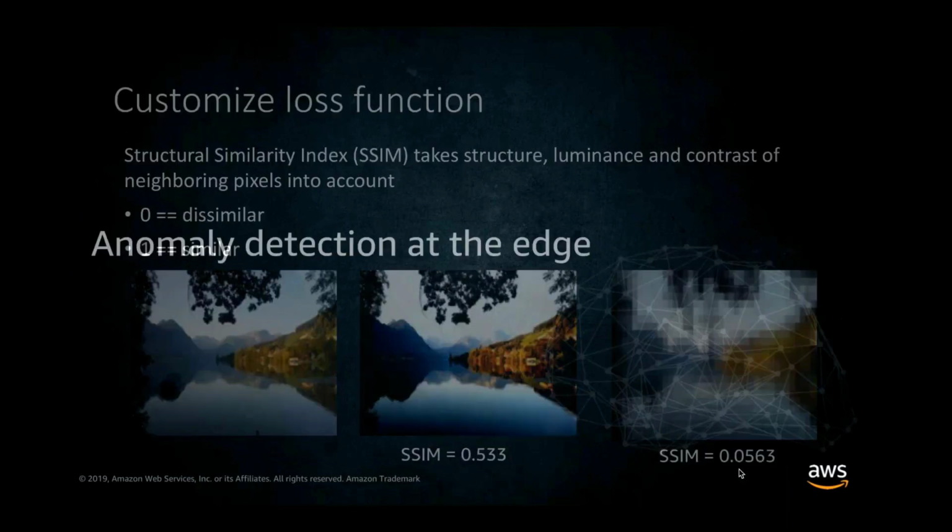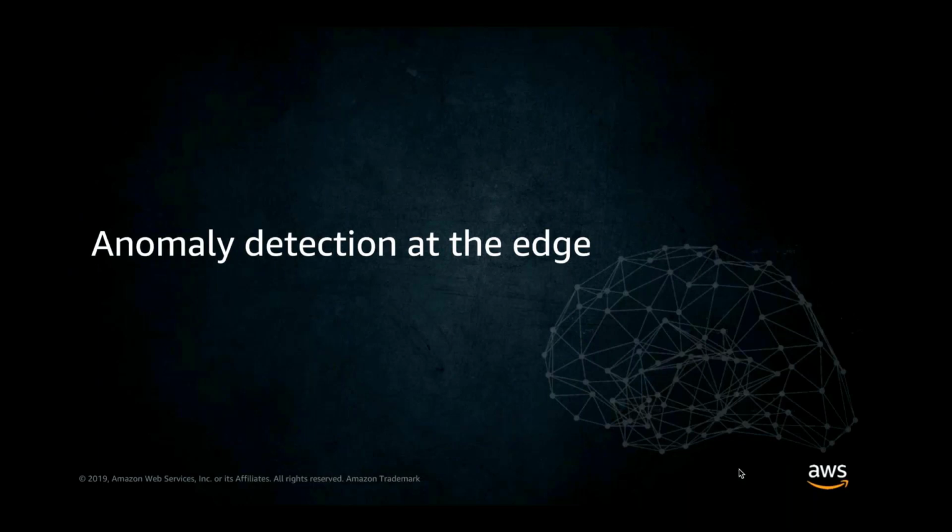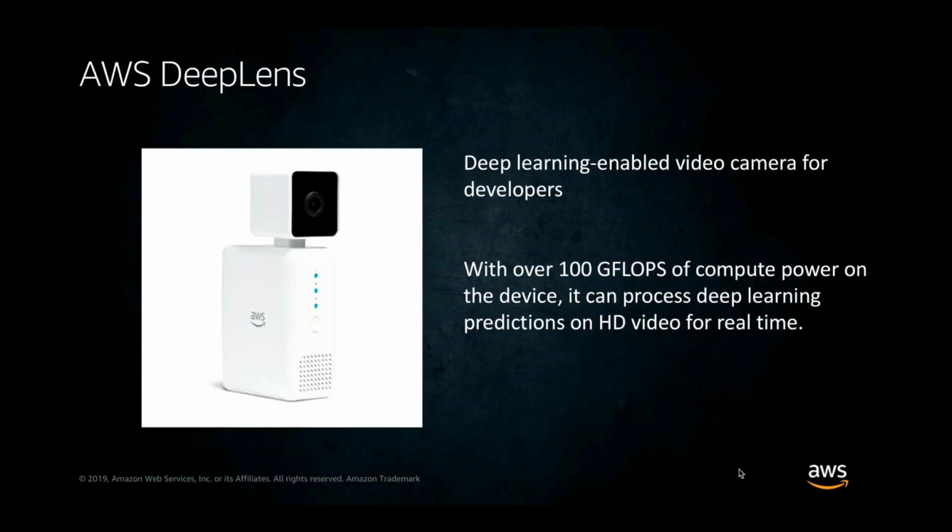Now I would like to switch to anomaly detection at the edge. We can use devices like AWS DeepLens. DeepLens is a deep learning enabled video camera for developers. It provides over 100 gigaflops of compute power, so that allows you to do predictions in real time on the device itself.